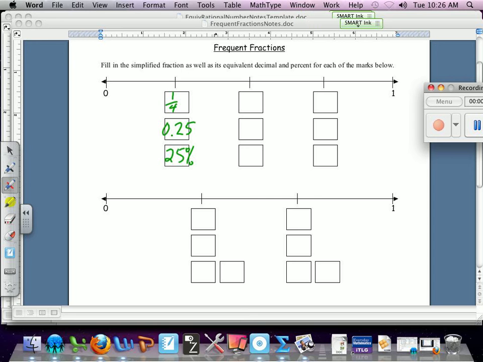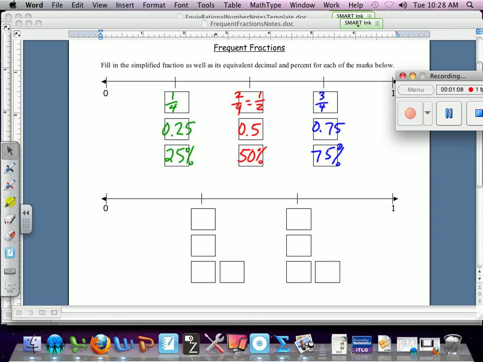Now the next dash is at 2/4, but if we didn't have those other notches there, hopefully you would have just noticed it's right halfway between 0 and 1. So the 1/2 is equivalent to 0.5, or 0.50 if you want to think of it that way. The equivalent percent would be 50%. Half of something is the same as 50% of something. And then on the other side of it, we have 3/4, which is 0.75, 75%. So that's what we get for fourths.